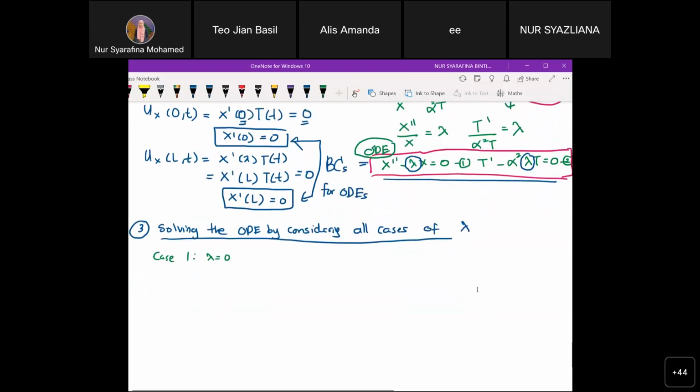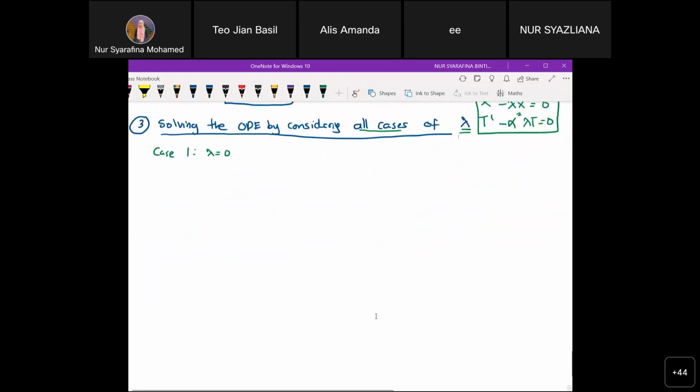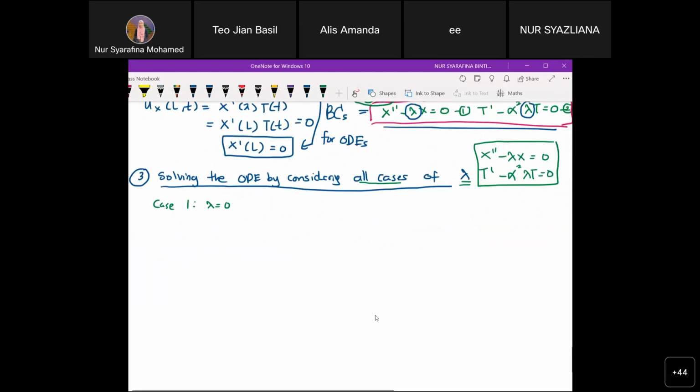Alright, so we know that we have two ODEs here: x double prime minus lambda x equals 0, and t prime minus alpha squared lambda t equals 0. So these are the ODEs that we want to find the solution for. In order to find this solution, we need to consider all cases of lambda, starting with case number 1, where lambda equals 0.